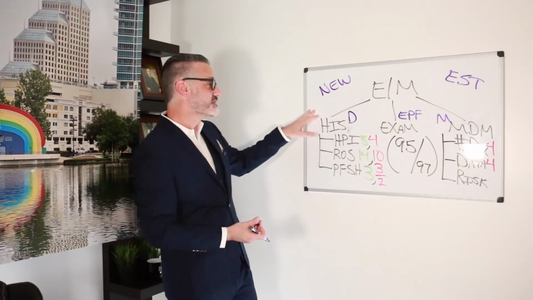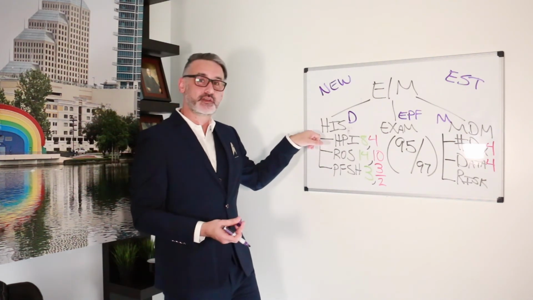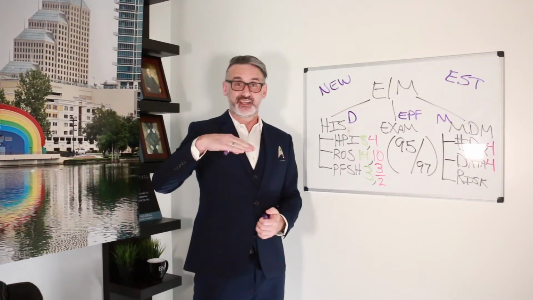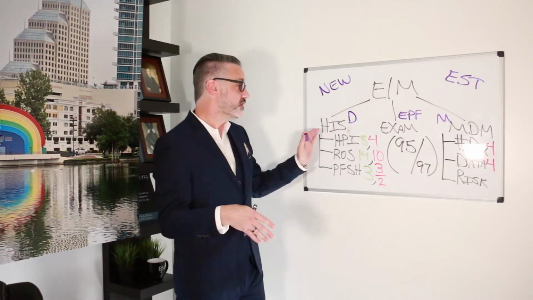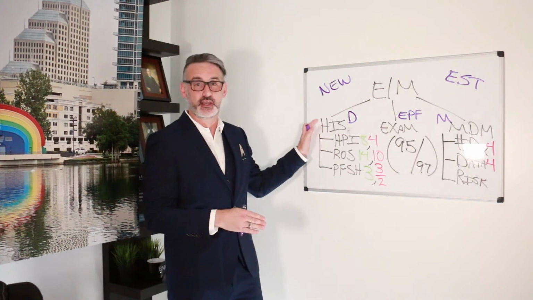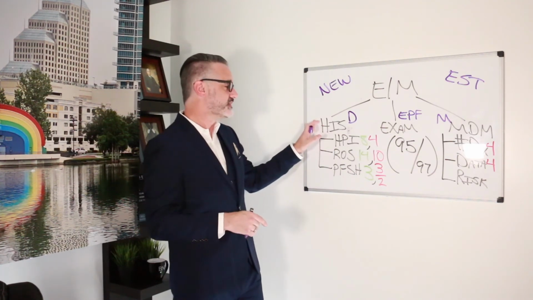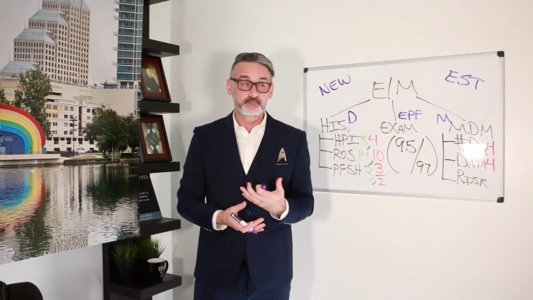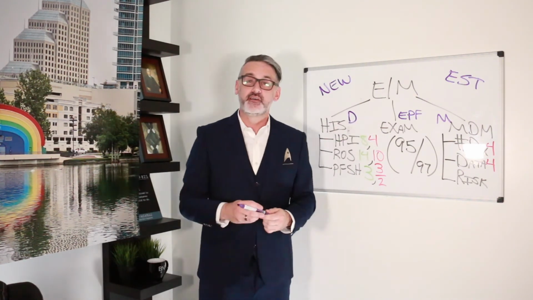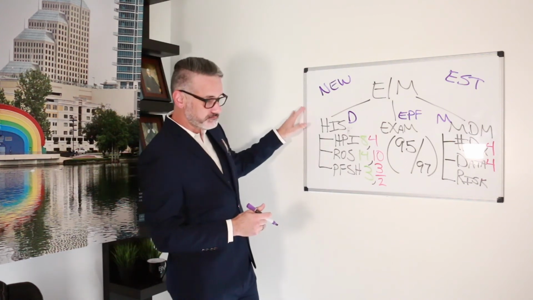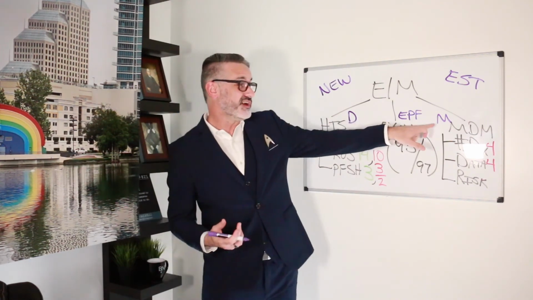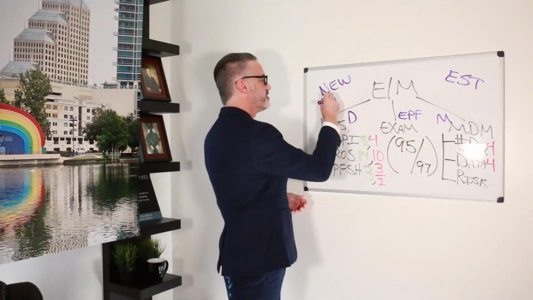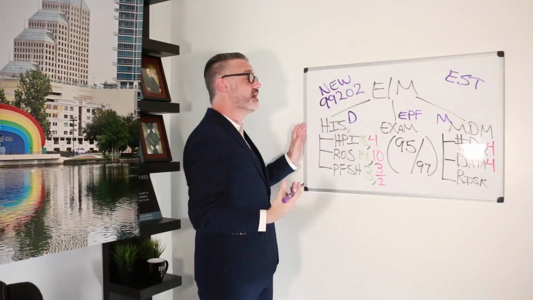Try this out. 99202. Do we have an expanded problem focused history? We have a detailed, so we have better. You can always have what you need and better, just never worse. So we have the expanded problem focused history that we need because we can upgrade it based on the detailed. So then we check the exam out. Do we have an expanded problem focused exam? Well, yes, we do. And do we have a straightforward MDM? Yes, we do as well, because we have a moderate, so we have 2 levels up. So this would be a 99202 if it's an office new patient.